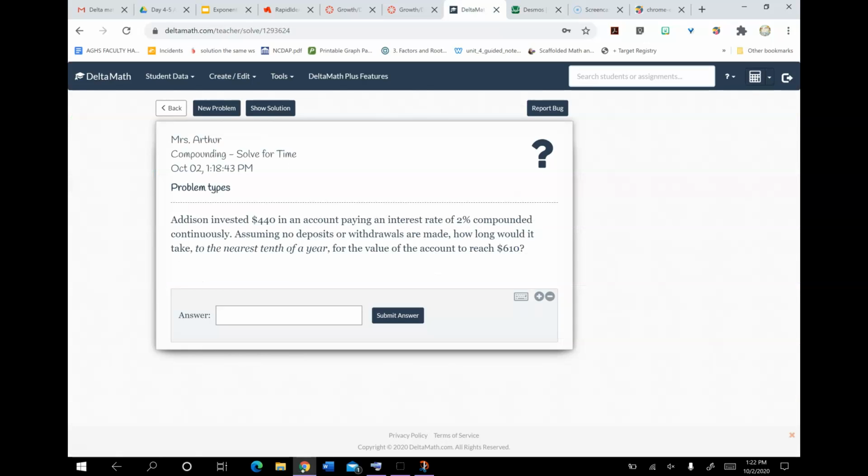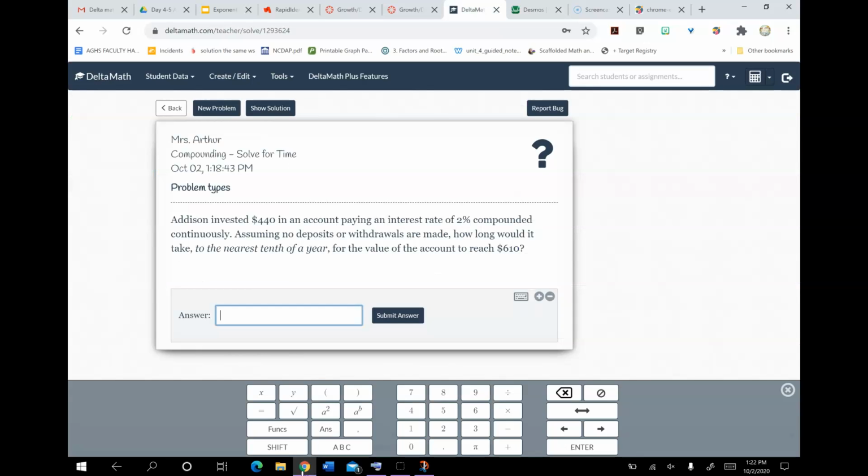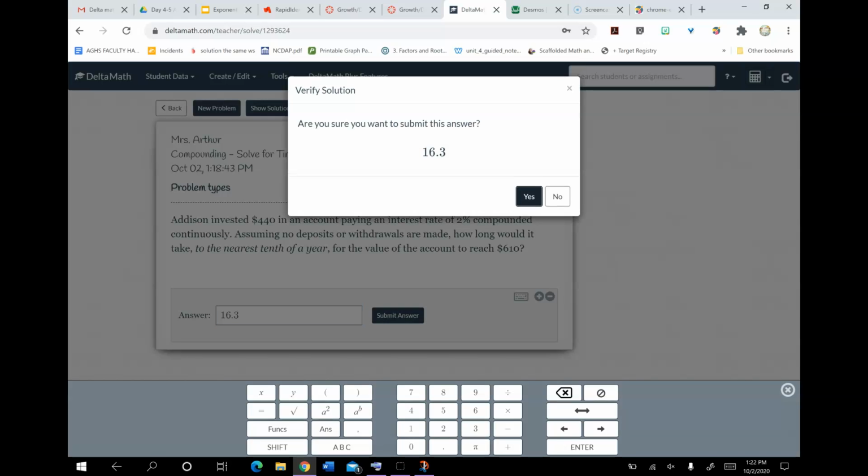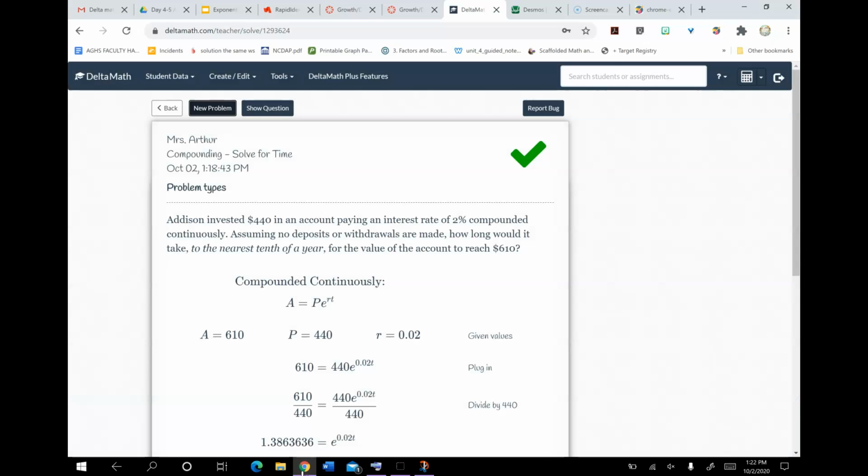So when I go to Delta Math, I'm going to type in 16.3. Okay? I got it right. All right, let's do another one.